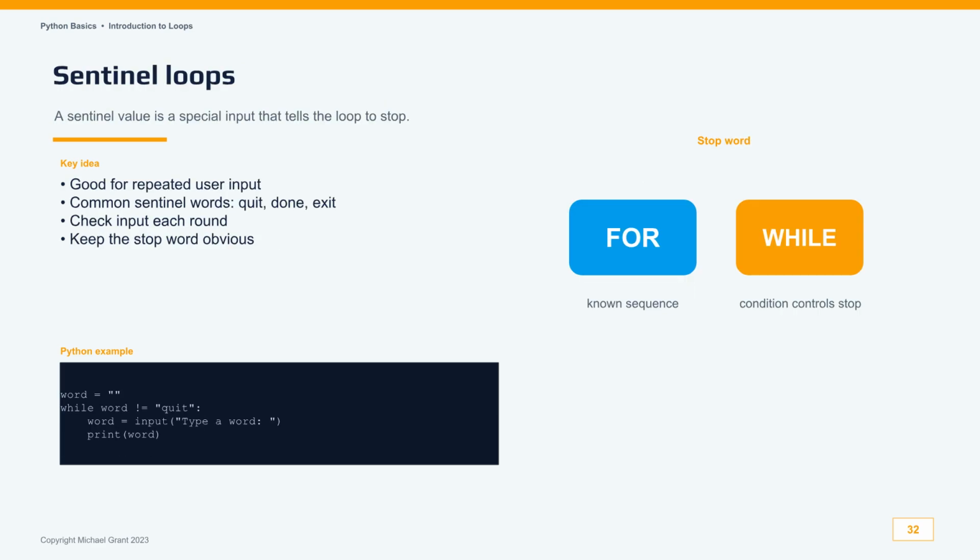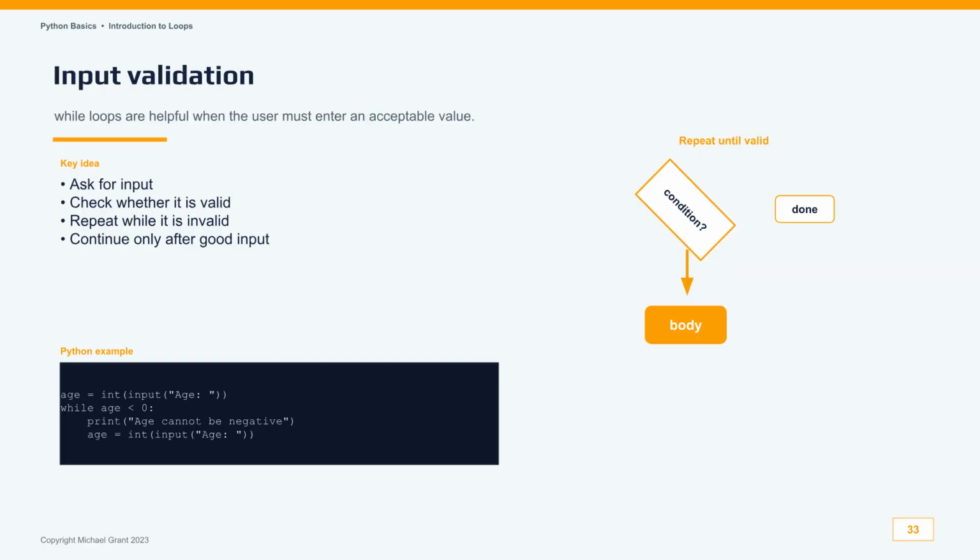Sentinel loops are a clever use of while logic. They rely on a specific sentinel value, like quit or done, that the user enters to signal that they are ready for the loop to stop. Input validation is another common while loop application. By asking for user input and checking it against your criteria, you can repeatedly prompt the user until they provide a valid response, ensuring your program receives clean data.